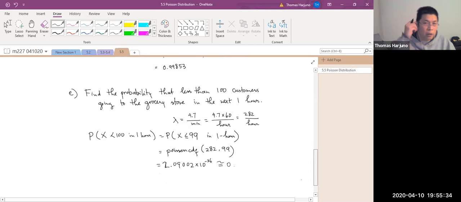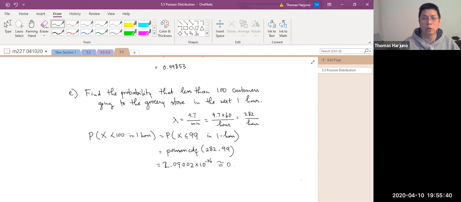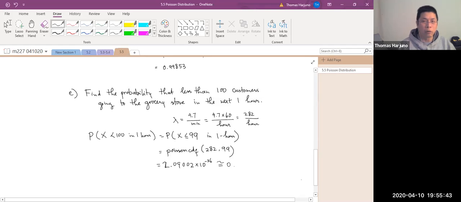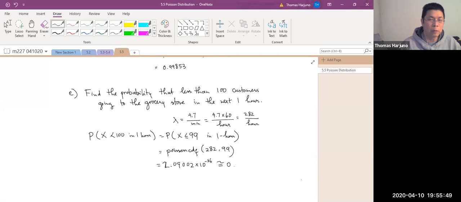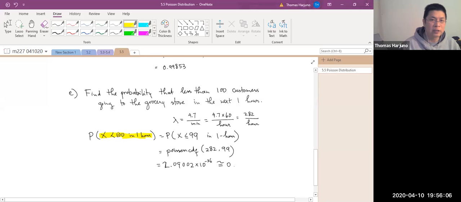With this kind of number of customers going to this store, you can imagine Costco in regular time, not during this time. In regular time, if the average number of customers going to the store is 4.7 per minute, then it will be unbelievable if fewer than 100 go to that store in 1 hour. If it actually happened, then something must be happening. That's not a normal situation. The manager is supposed to act right away.